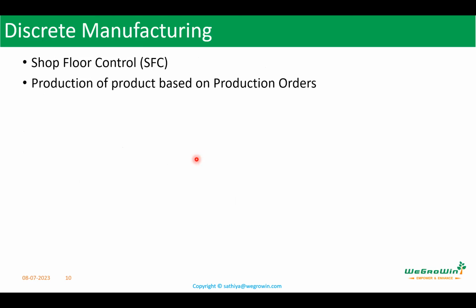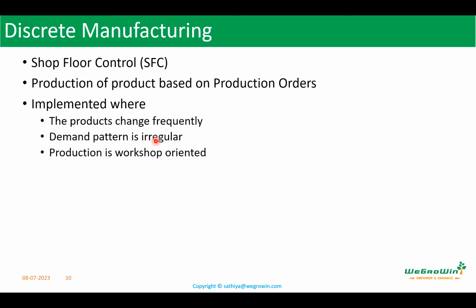So discrete manufacturing, the first one, is also called shop floor control, and this is generally called SAP production planning, SAP PP. Here, the production is based on production orders. It is implemented where the products are changed frequently and the demand pattern is irregular, and production is workshop oriented. Generally, this is where it is implemented.